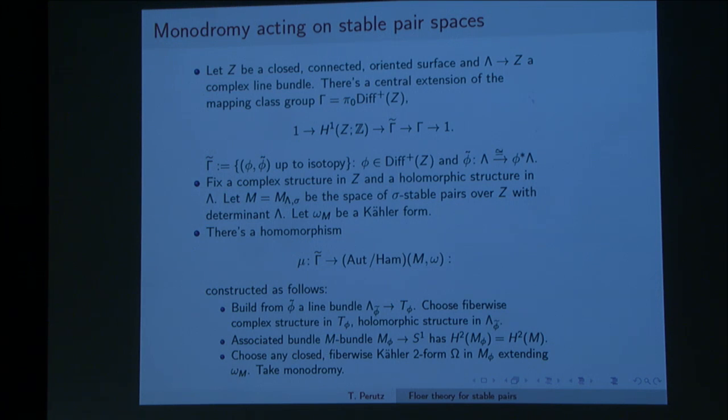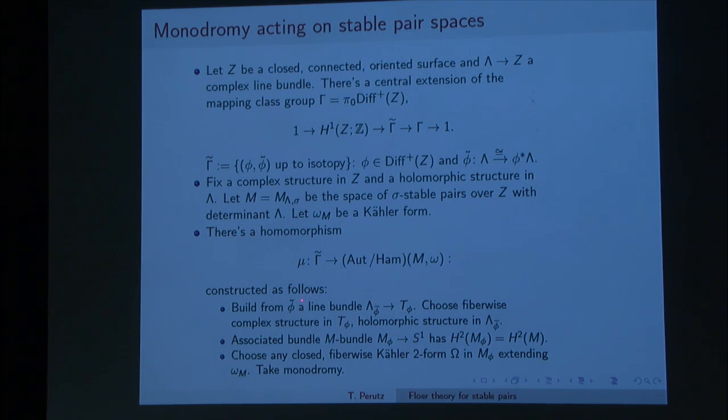So let's make Z into a Riemann surface. Let's make lambda into a holomorphic line bundle, and then we have this space M of sigma stable pairs with determinant lambda, and we fix some Kähler form in that. And then I claim that you can construct an action of this extended mapping class group in the symplectic mapping class group of the space of stable pairs. And it's quite simple to do.